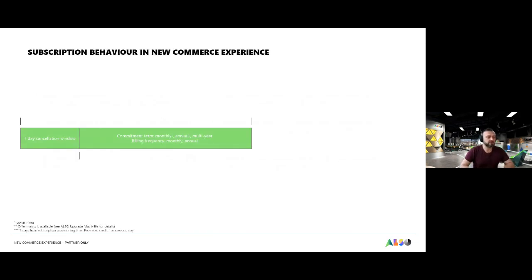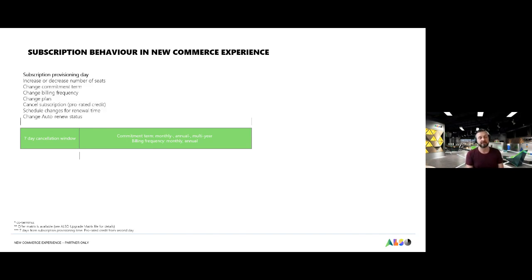Now let's look at the subscription behavior. So what you can do, what you cannot do here. When you purchase a subscription, you have 7 days to do all the changes possible, including canceling the subscription as well. So all possible changes like changing plan, changing number of seats, and I mean decreasing, increasing number of seats, changing the commitment terms and billing frequencies. So you can do any change you want to do or even cancel the subscription within 7 days.